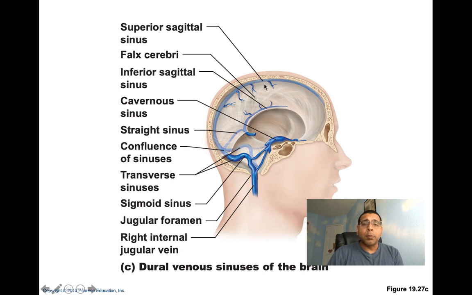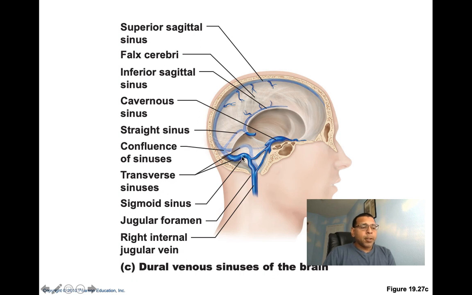Here we have the superior sagittal sinus. The superior sagittal sinus, you can see, is going to empty directly into the confluence of sinuses. So the inferior sagittal drains into the straight sinus posteriorly, and then the superior and the straight sinuses empty into the confluence of sinuses. From the confluence of sinuses, you can see here, this blood is going to make its way into the transverse sinuses.